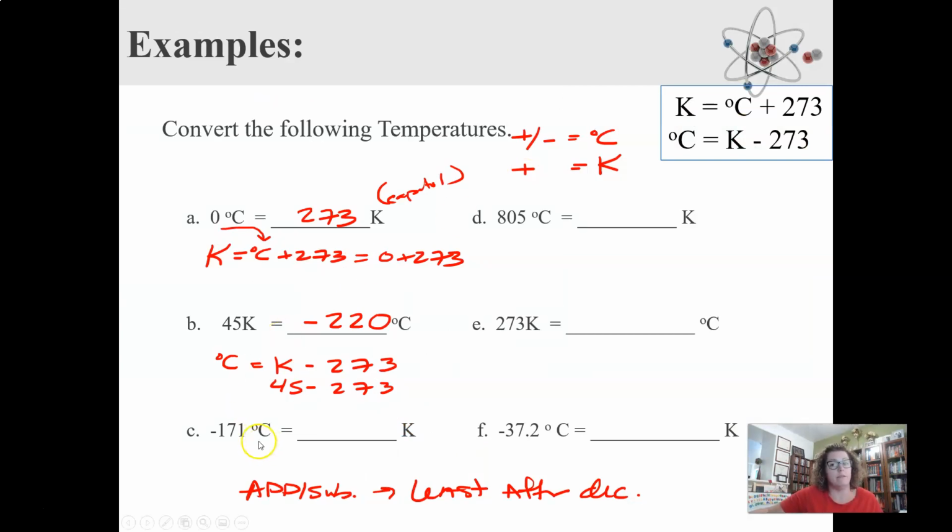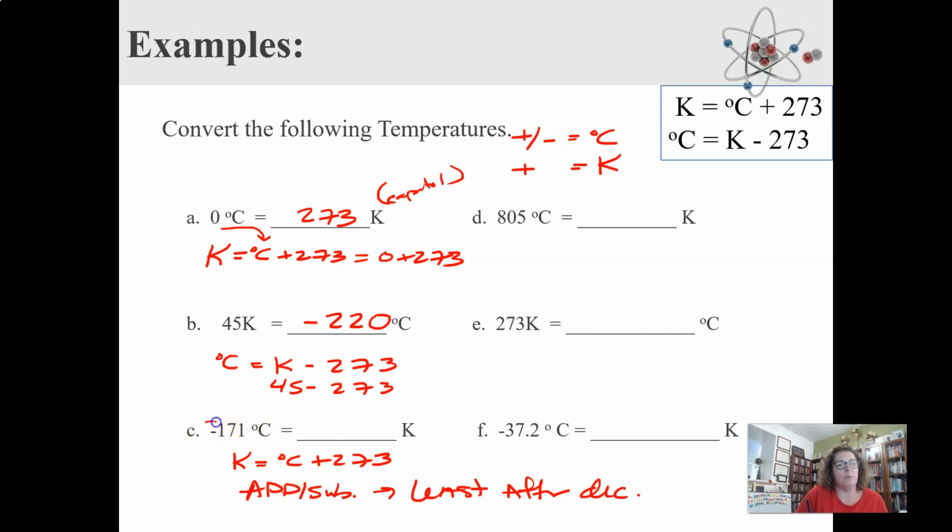Okay, Celsius definitely. Fahrenheit definitely. I mean, think of the East Coast. They're negative Fahrenheit all the time in the wintertime. But Kelvin is always positive. Okay. So for Celsius, negative 171, and I'm going to get to Kelvin, so obviously I'm going to use that very first equation up there, and I'm going to always list it, okay? So I'm going to plug that in.